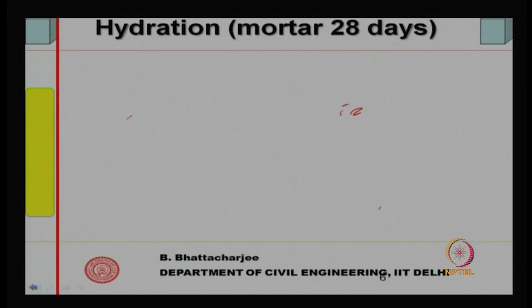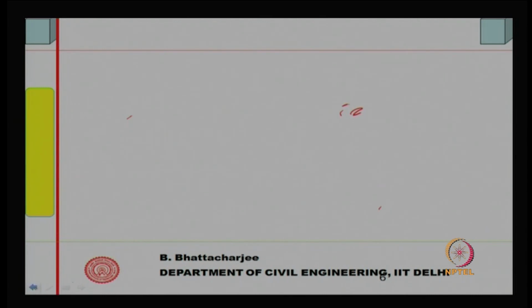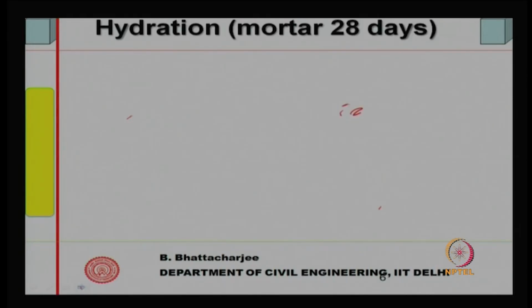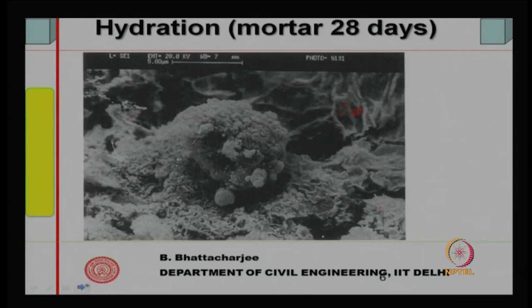So, if you distinguish from 7 to 28 days, at 7 days much less of this would be there, and at 28 days you will find more of this hydration product that has accumulated. At 7 days not much is seen, but at 28 days you see a lot of hydration product.